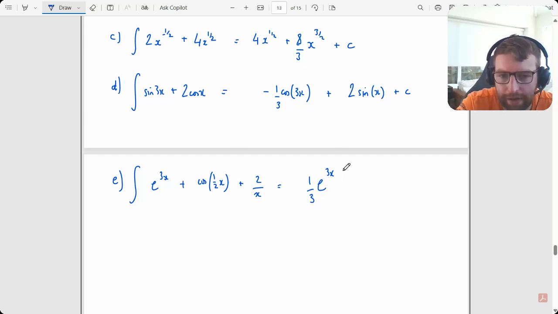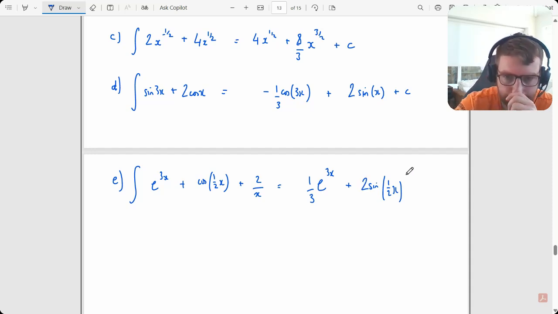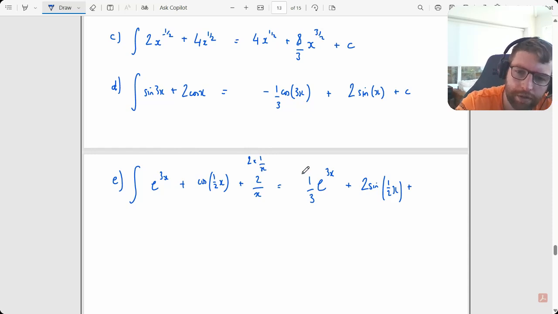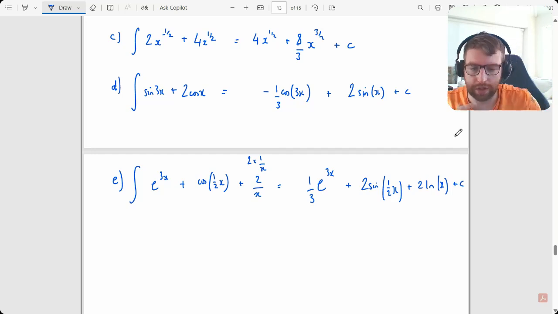So divide by that number 3, integrate cos as normal, so that's going to go to sine a half x, but then chain rule, divide by the number in there. So divide by a half is the same as times by 2. And then finally, this is like 2 times 1 over x. Okay, so we've determined 1 over x goes to ln x, and when you differentiate, it goes to 1 over. So just another rule to remember.